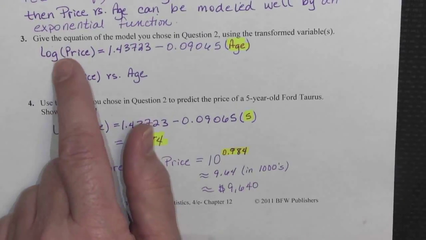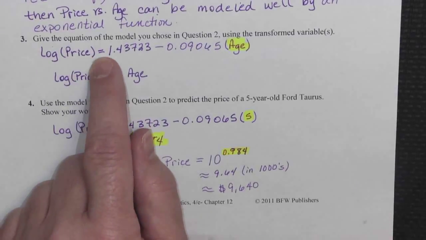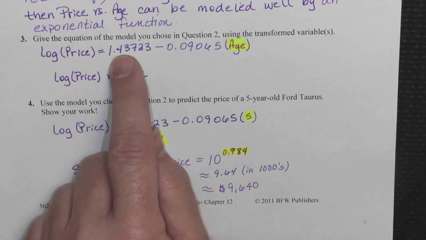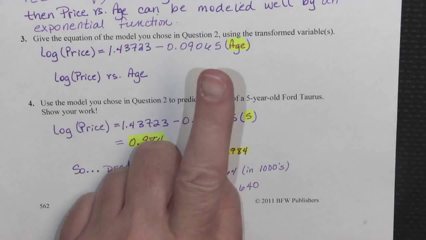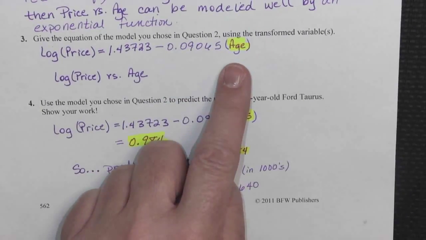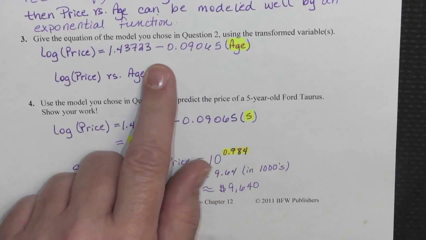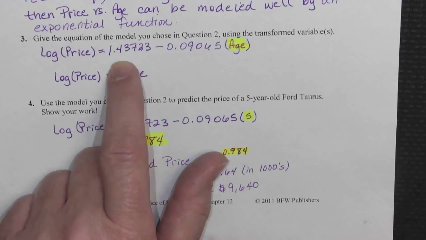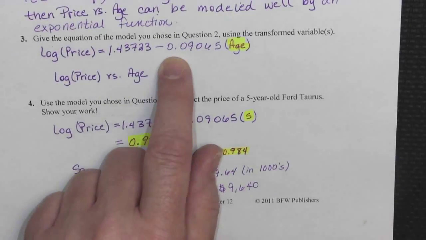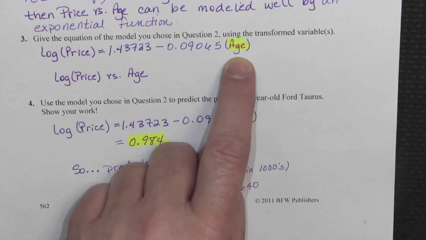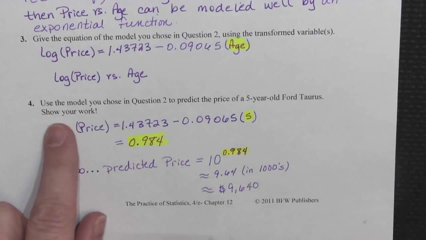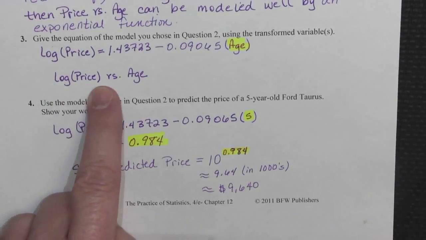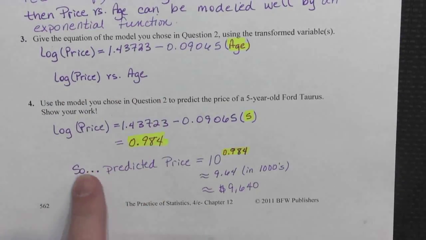There's your y, the log of the price, equals, and remember they put this in the form of a minus b x. So here is your constant, where it's crossing the y-axis, there's your slope, and age is what we're talking about. That's on the x-axis. Log price would be on the y-axis, right? So this is log price versus age, so that's the one we chose.